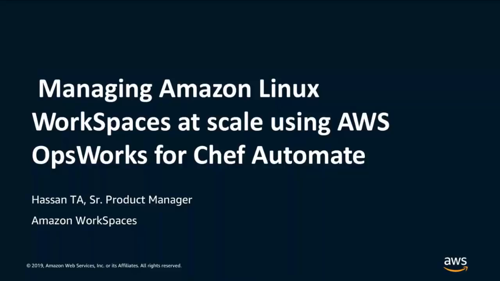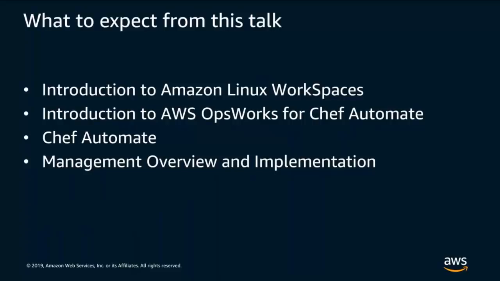In today's talk, first we will do a little bit of introduction about Amazon Linux Workspaces for some of the folks who are new to the service. We will then review what is AWS OpsWorks for Chef Automate, what sort of capabilities it provides. Then we will take a look at what sort of capabilities Chef Automate itself can provide. And then we will actually implement a management architecture in which Amazon Linux Workspaces can be managed from Chef Automate pane of glass view using AWS OpsWorks.